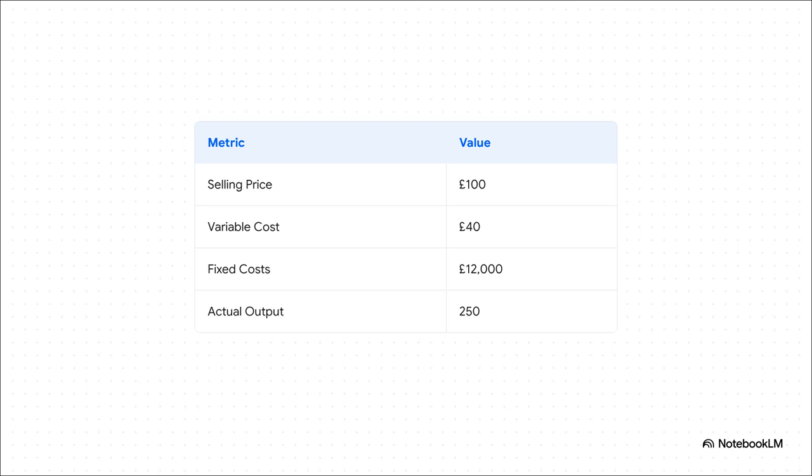Let's actually put this into practice. We've got some simulated business data here for a project called Finley's Farm Glamping. Take a look at these numbers. They're charging a selling price of 100 pounds per unit. Their variable costs are 40 pounds per unit. Their total fixed costs are sitting at 12,000 pounds, and their actual output is 250 units.